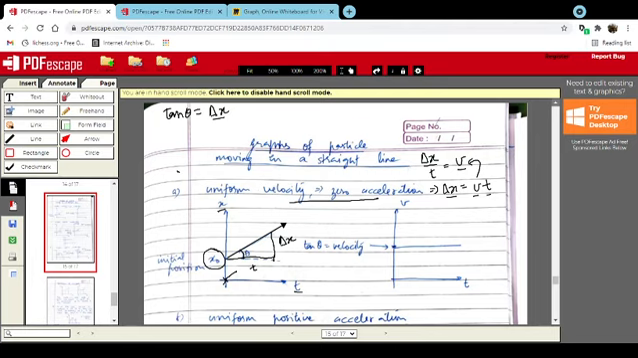Welcome everyone to our lecture on graphs of a particle moving in a straight line. This lecture is a continuation of our series on kinematics, and let us begin.